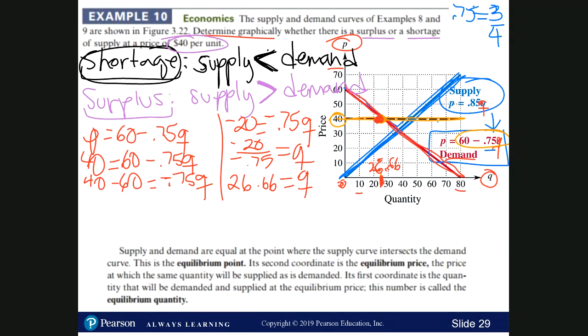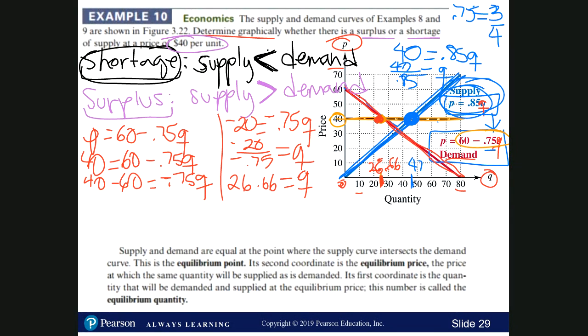Now let's do the same, but now with the supply equation. So I'm using this equation here, we substitute P with a 40, and then we need to solve for Q to find the quantity that will be supplied at that price. To solve for Q, and I believe we did this problem already, we will have 40 divided by 0.85, and that will give me 47.05. So I'm looking for the Q value of this point, so let's use 47.